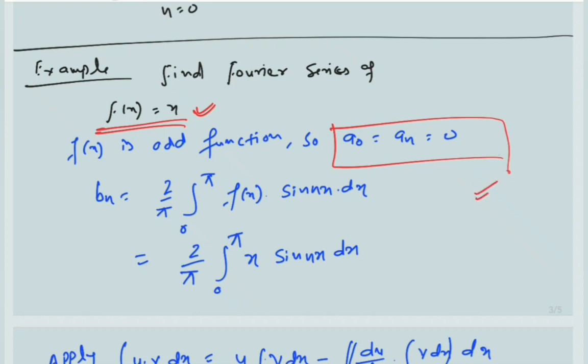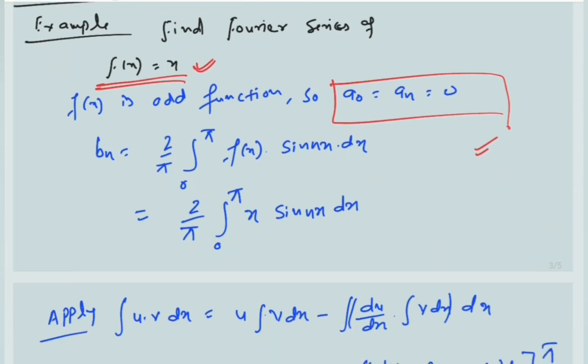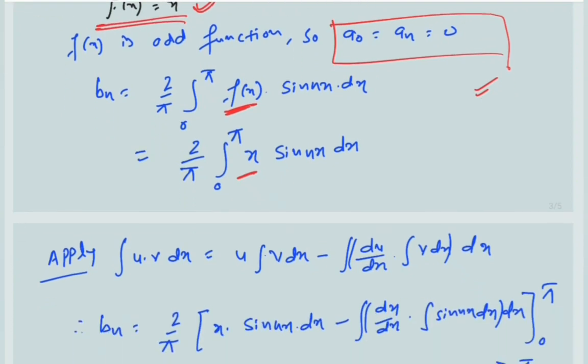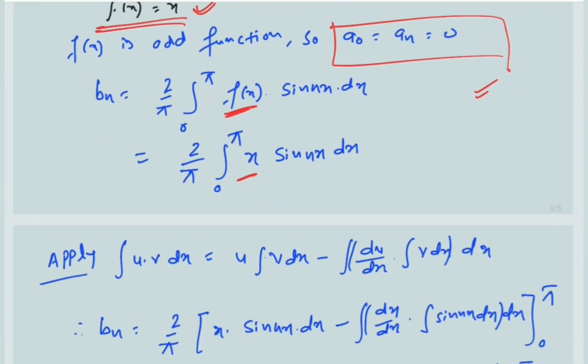Only the expression of b n is required for the Fourier series expansion, that is b n is equal to 2 by pi times the integral from 0 to pi of f(x) sin nx dx. So 2 by pi, integral 0 to pi, what is the value of f(x)? f(x) is x, so x sin nx dx. Okay, so here the integral is from 0 to pi of x sin nx, meaning a product of two functions.